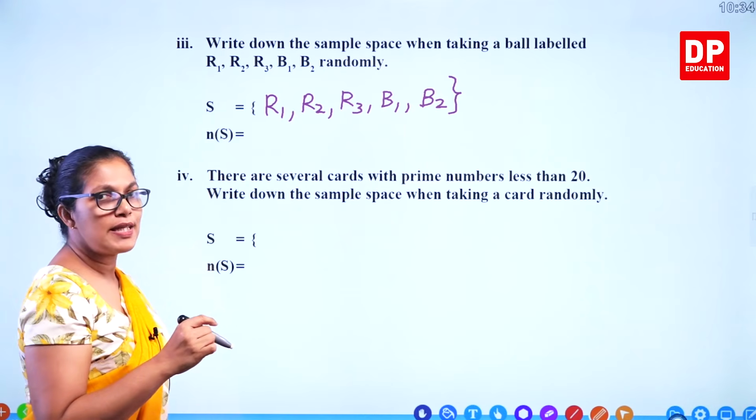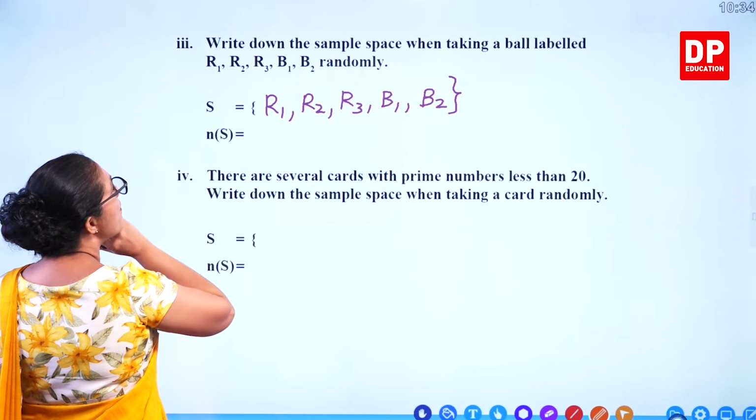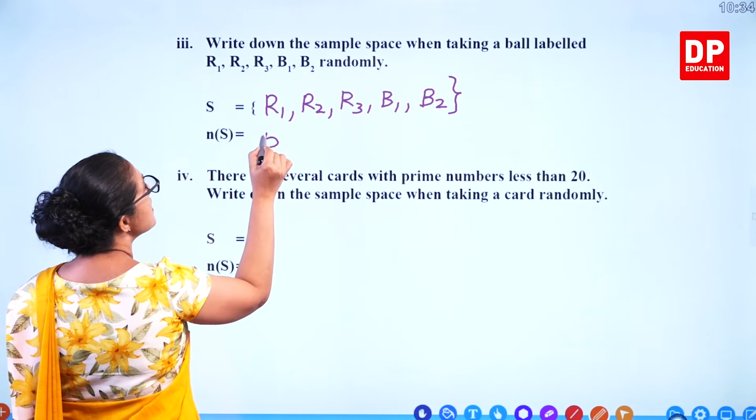So what are the possibilities? 1, 2, 3, 4, 5, and we say the number of outcomes in the sample space is 5.